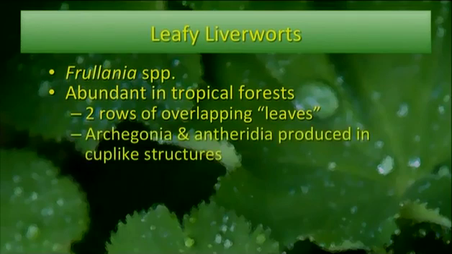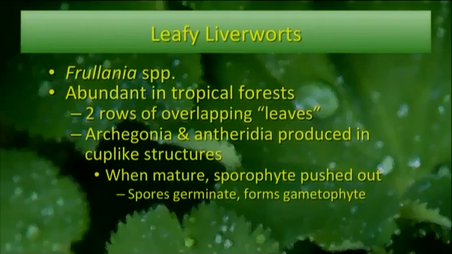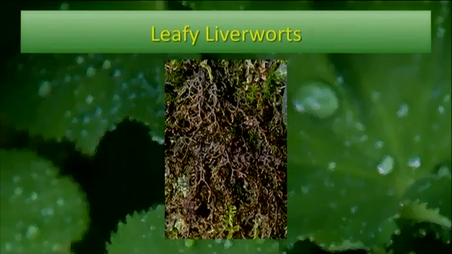Now the female structure, the archegonia, and the male structure, the antheridia, are produced in cup-like structures made of modified so-called leaves. When mature, the sporophyte is pushed out by the water being absorbed. Then the spores germinate and form gametophytes. Here's an image of Frullania species.